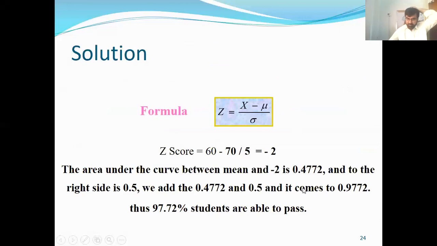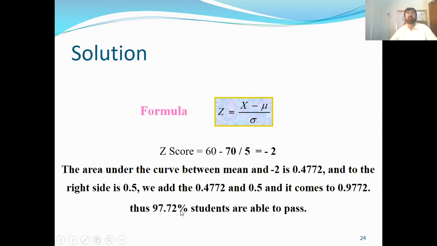Now through the formula, it becomes -2 for 60. If the individual X score is 60, the Z score is -2, meaning 2 standard deviations below the mean. And at a Z score of 2 standard deviations, the area is 0.4772. So the area under the curve between the mean and this point is 0.4772, and to the right side is 0.5. We add 0.4772 and 0.5, and it comes to 0.9772.